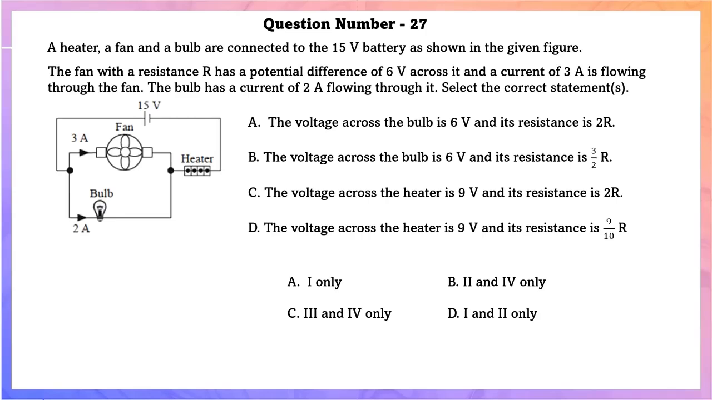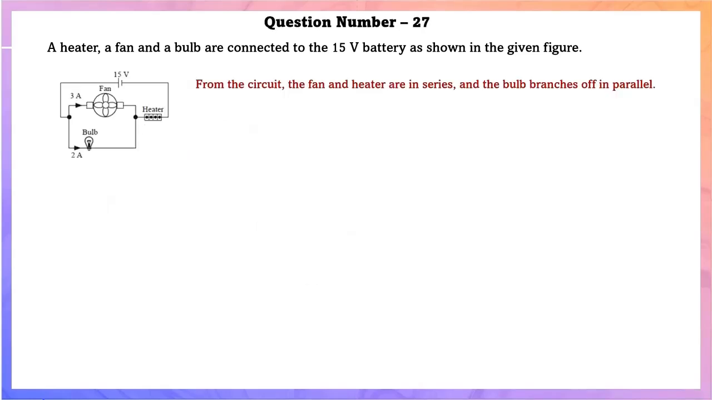Question number 27. A heater, a fan and a bulb are connected to the 15-volt battery as shown in the given figure. The fan with resistance R has a potential difference of 6 volts across it and a current of 3 ampere is flowing through the fan. The bulb has a current of 2 ampere flowing through it. Select the correct statements. From the circuit, the fan and heater are in series and the bulb branches off in parallel.